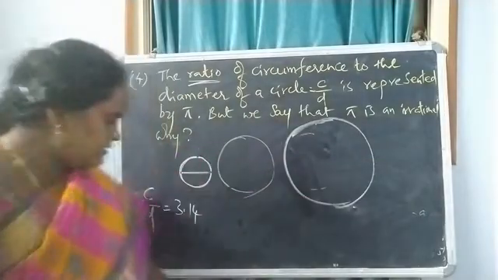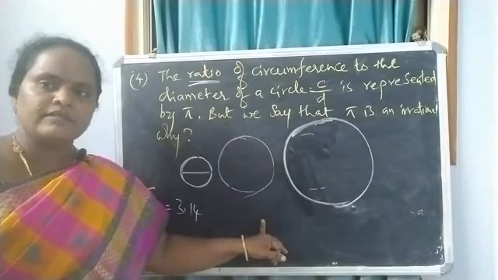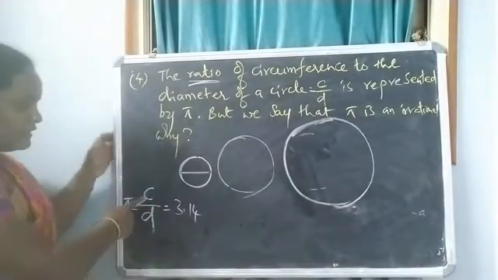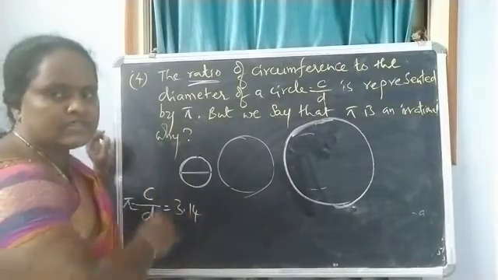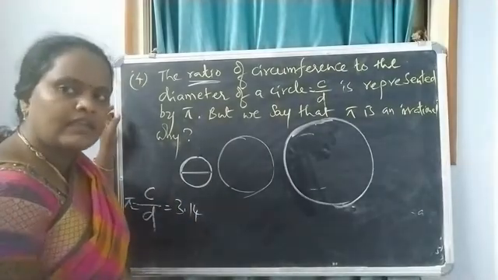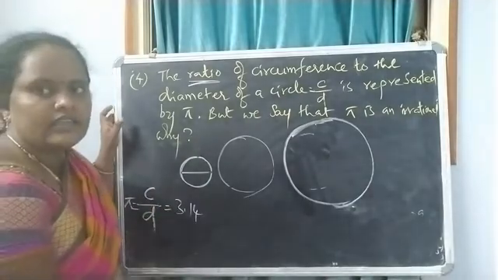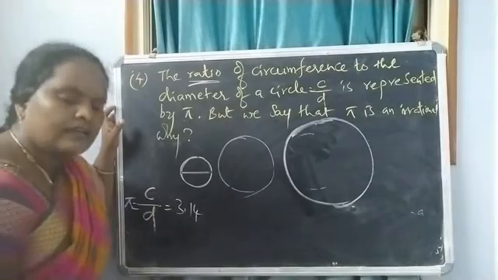Because here we are getting a non-terminating, non-repeating decimal, which means the c and d values we are getting from the scale by measuring are approximate values, not exact values. Maybe either c or d is irrational, which means either c or d is non-terminating, non-repeating.